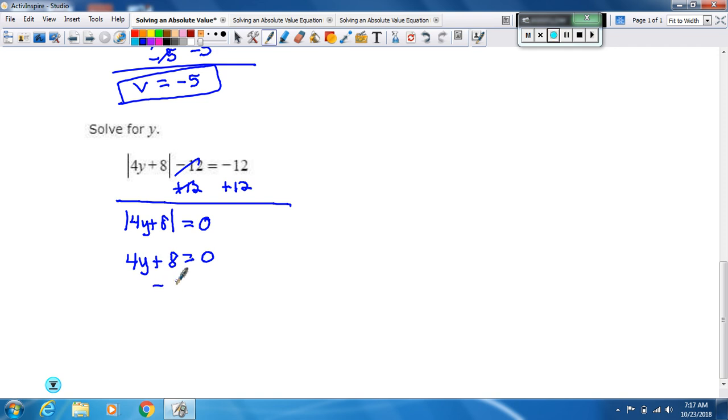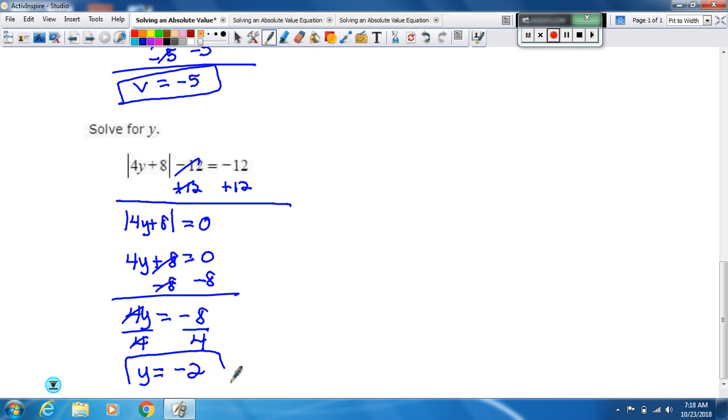I'm going to subtract 8 from both sides. So 4y, opposites cancel, equals 0 take away 8 is negative 8. Divide both sides by 4. Opposites cancel. Negative 8 divided by 4 is negative 2. So y equals negative 2.